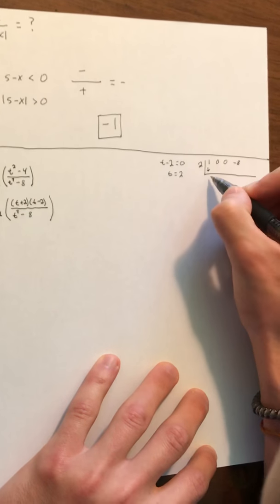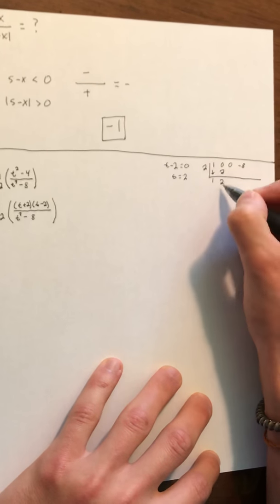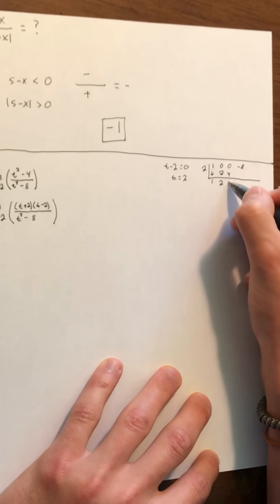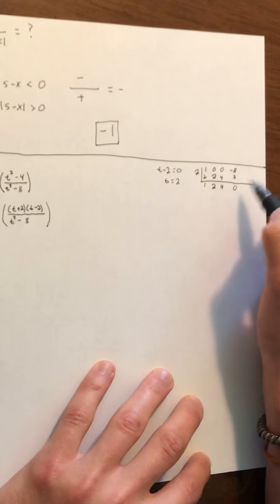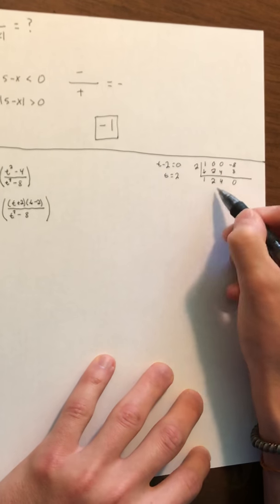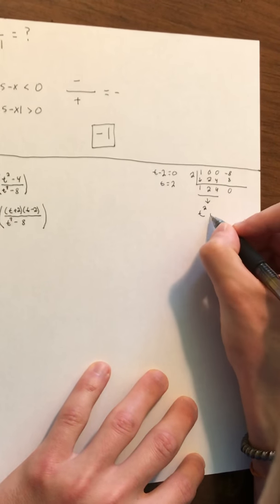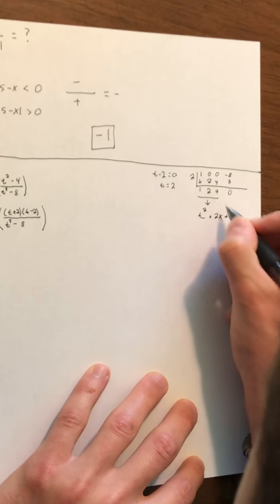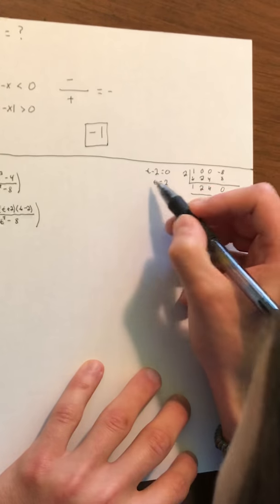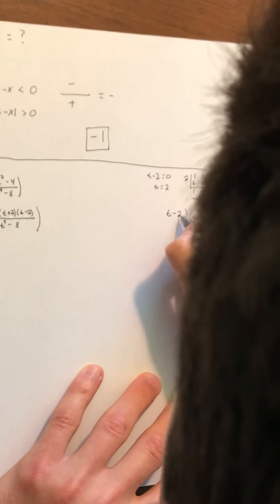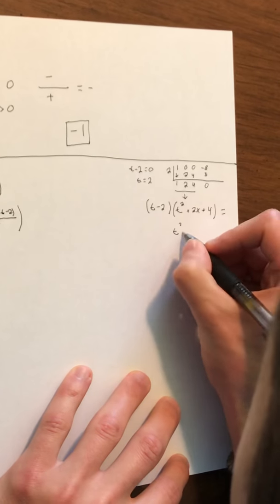So the first step is to bring down the 1, multiply these two to give us 2, add these two to give us 2, multiply these two to give us 4, and then add these to give us 4 as well. When we multiply these, we get 8, and then these added together give us 0 for our remainder. So this should give us t squared plus 2t plus 4, and that times our t minus 2 will end up giving us our t cubed minus 8.